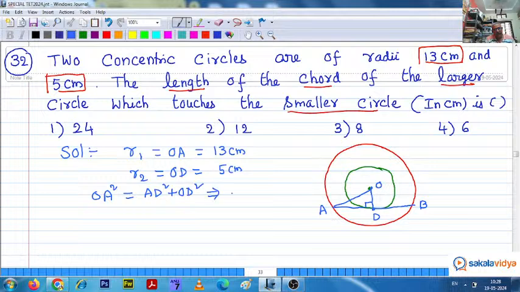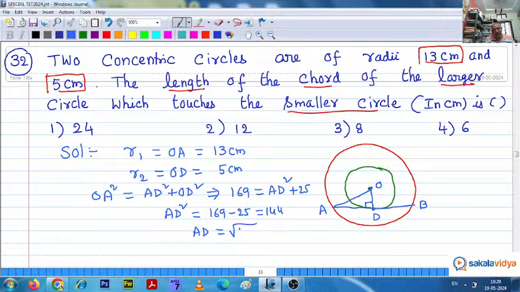So OA square means 169. AD square we do not know. OD square means 25. So AD square is equal to 169 minus 25, that is 144. Now AD is equal to square root of 144, that is 12.